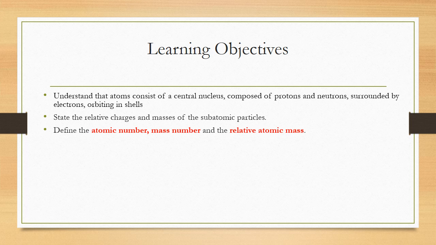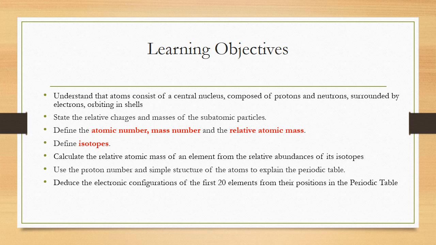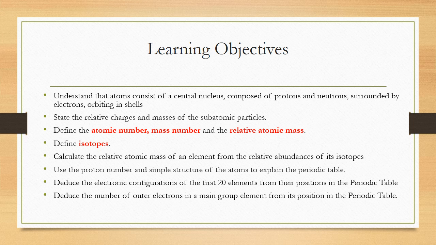define atomic number, mass number, and relative atomic mass, define isotopes, calculate the relative atomic mass of an element from the relative abundance of an isotope, use the proton number or atomic number and simple structure of an atom to explain the periodic table, and deduce electron configurations of at least the first 20 elements from their position, and deduce the number of outer electrons in a main group from, again, its position in the periodic table. And finally, describe the buildup of electrons in atoms and the significance of full outer shells.